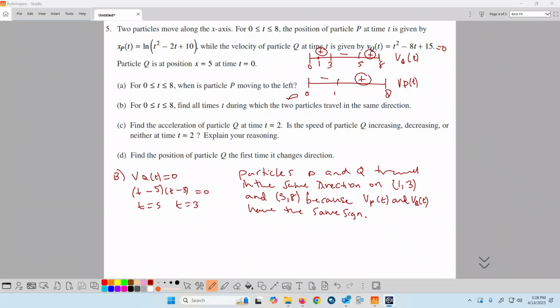I rephrased it a little bit. Particles P and Q travel in the same direction on 1 to 3 and 5 to 8 because Vp of t and Vq of t have the same sign.